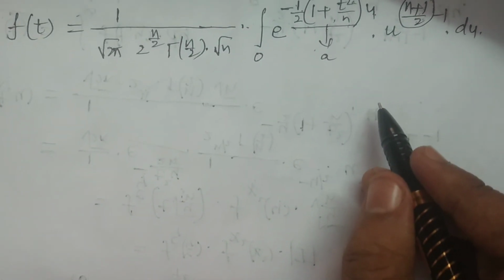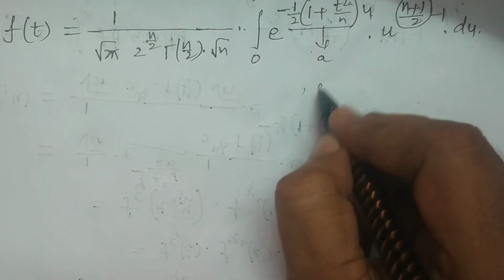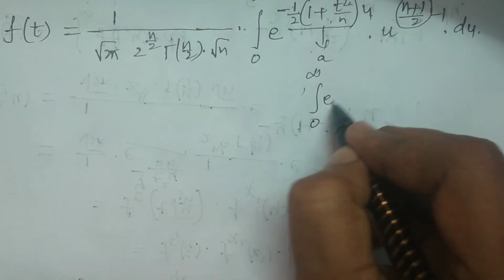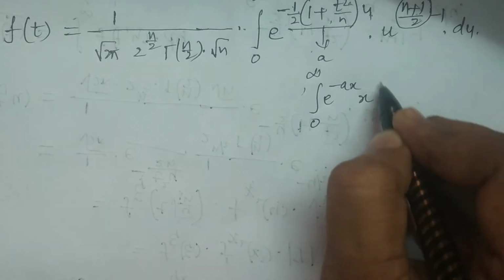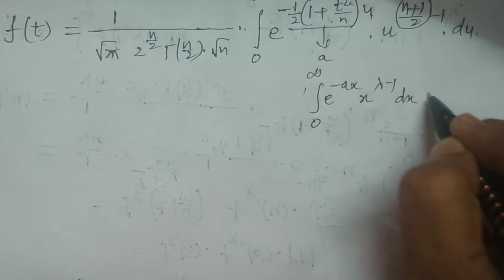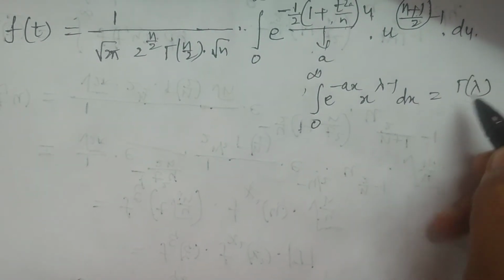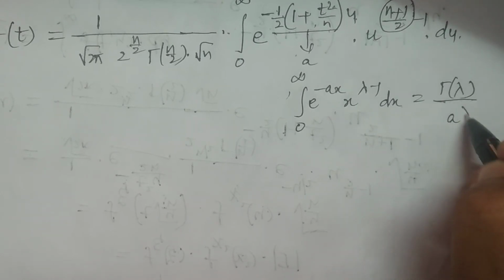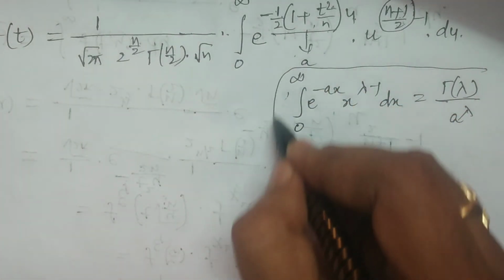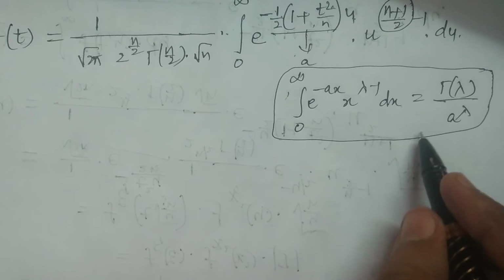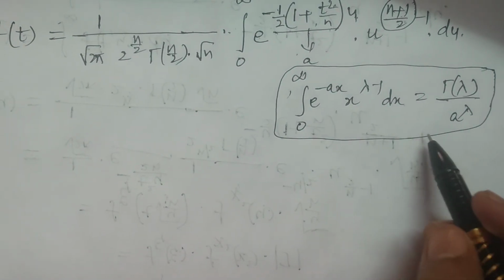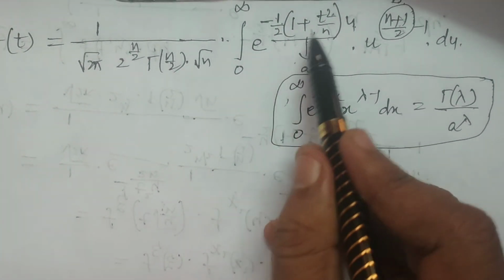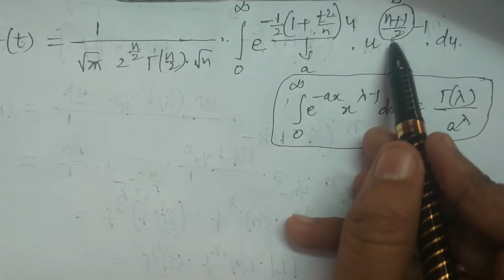Now I write the formula: the integral from 0 to infinity of e power minus ax, x power lambda minus 1 dx, is equal to gamma of lambda by a power lambda. This is called the gamma integral. Now we apply this.